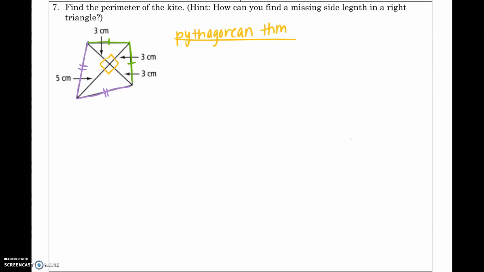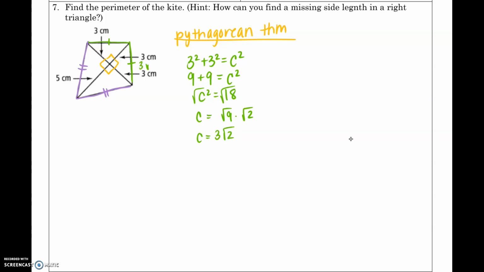So to solve for the green sides, we have 3 squared plus 3 squared equals c squared. 9 plus 9 equals c squared. So c squared equals 18. Take the square root of both sides. C equals the square root of 9 times the square root of 2. We could break down the square root of 18. So c equals 3 radical 2. So our green side lengths are both 3 radical 2.